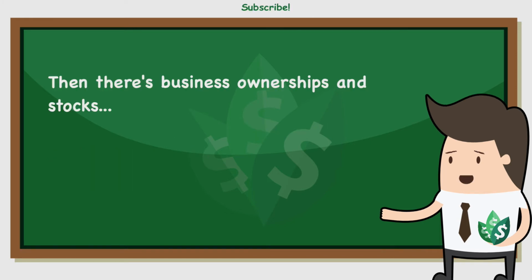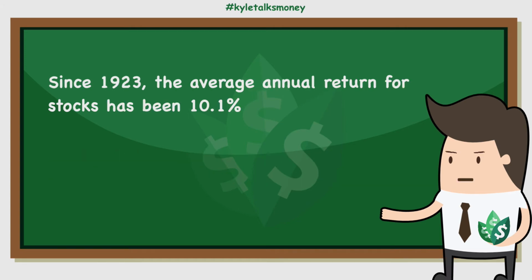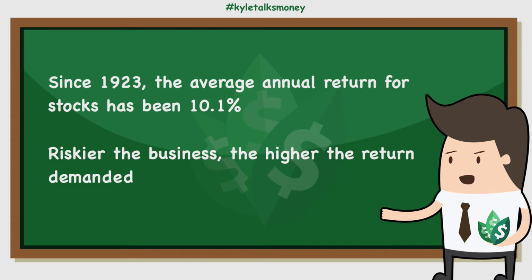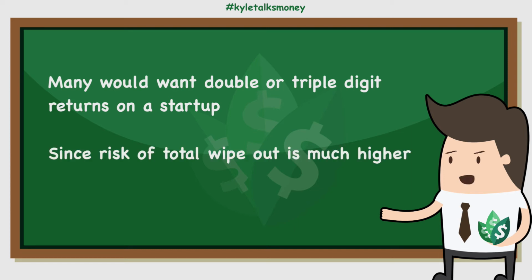Then there's business ownership, or stocks. Looking at what people expect from their business ownership, it is amazing how consistent human nature can be. Also, since 1926, the average annual return for stocks has been 10.1%. The riskier the business, the higher the return demanded. It explains why someone might demand a shot at double or triple-digit returns on a startup, due to the fact the risk of failure and even total wipeout is much higher.